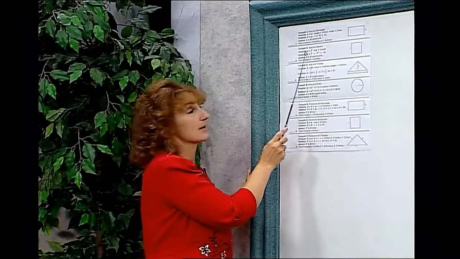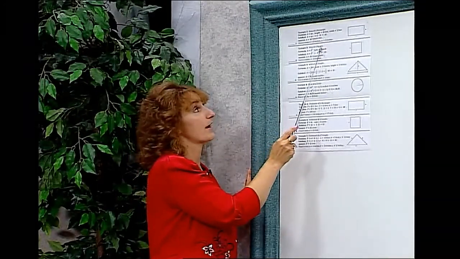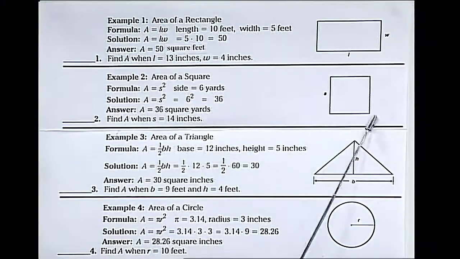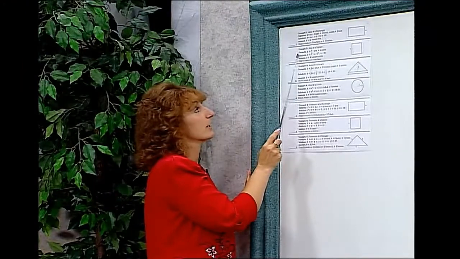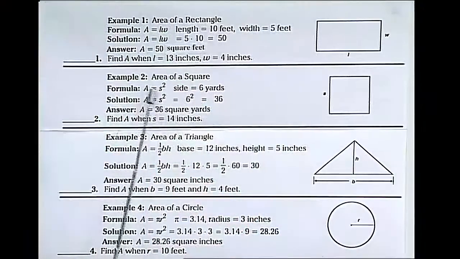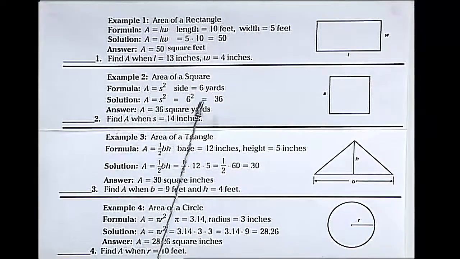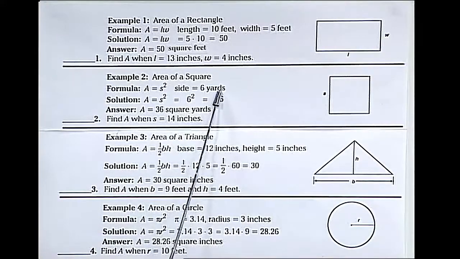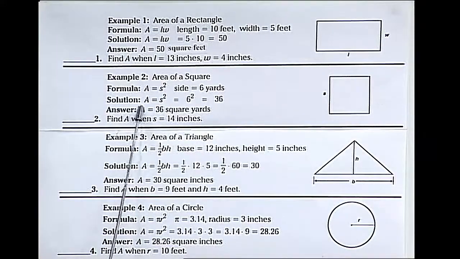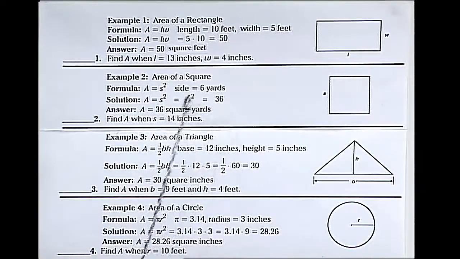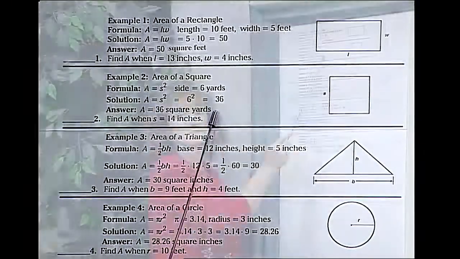In our second example, we have the area of a square. Remember, in a square, all four sides are exactly the same. So we can use the formula area equals side squared. The side here is 6 yards. So our solution is to do 6 squared. We substitute the 6 in for the s. We get 36 because 6 times 6 is 36. Area equals 36 square yards.